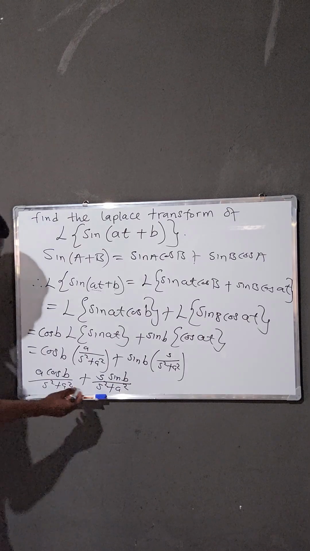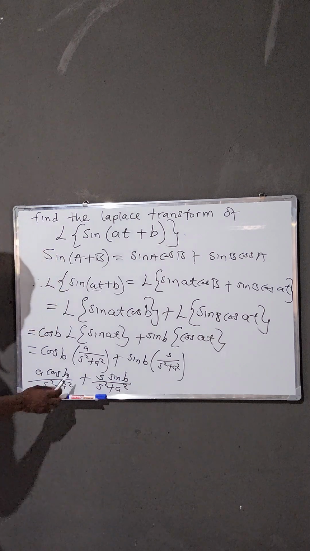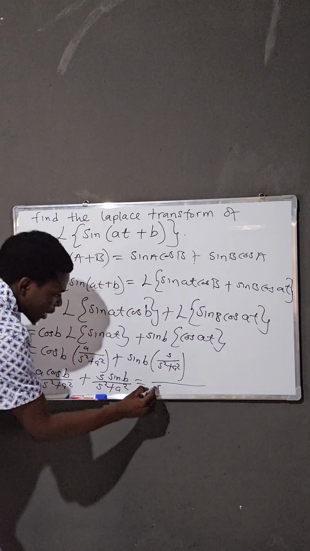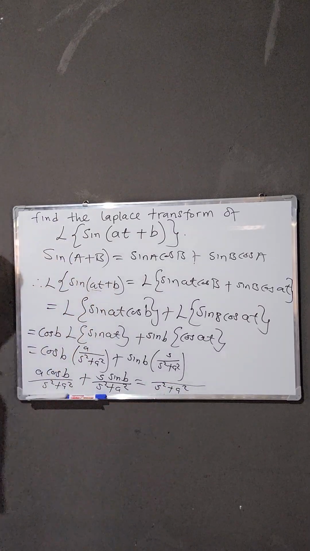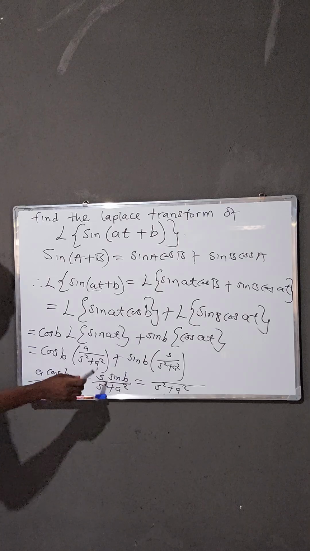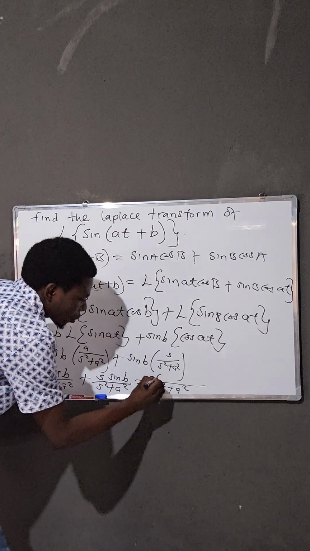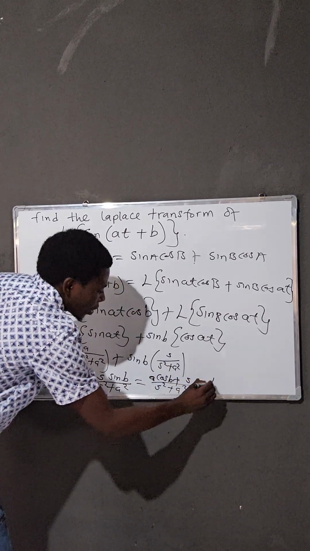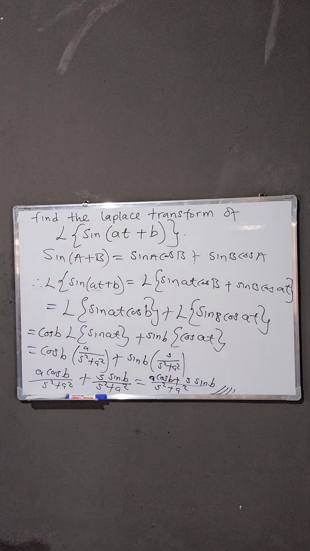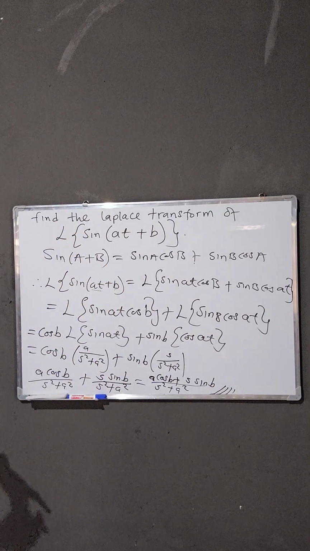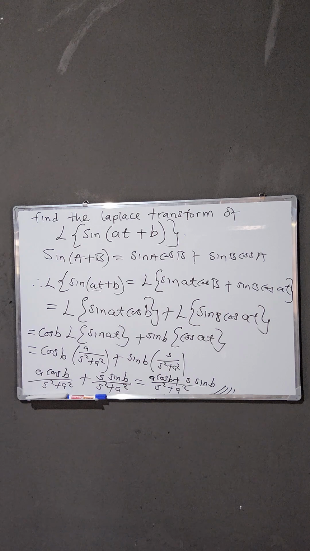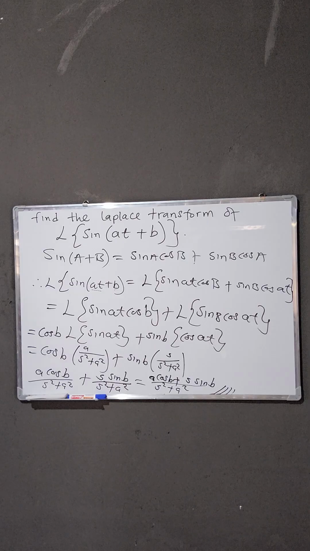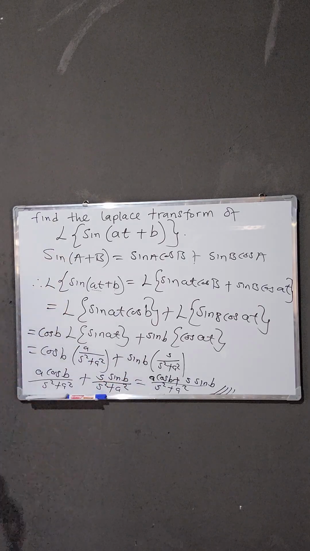So this becomes our final answer. Or if you want, because you know that you have the same denominator, you can simply get the denominator, which is s squared plus a squared, and then add the numerators, which are a cos b plus s sin b. So this becomes our final answer. That's how you can get the Laplace of that function. It's just a matter of knowing the identity that you're supposed to use in that Laplace transform in order for you to reduce it to that particular answer.